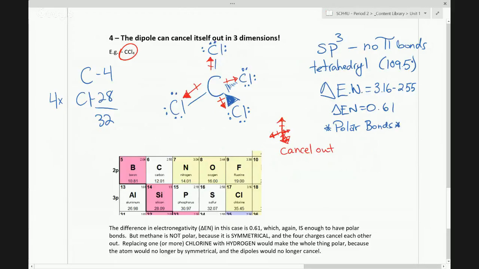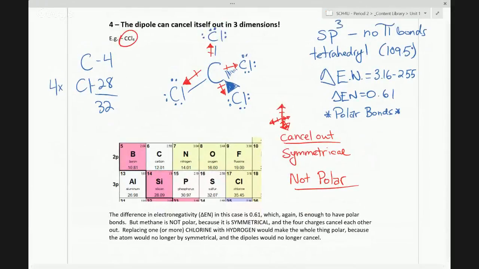And they cancel out. Again, you don't have to draw it like this, but what we know is it cancels out because they're symmetrical. Because we know hybrid orbitals always try to make the angle between them perfectly equal. And so the dipoles end up all going in exactly opposite directions. And so this would be not polar, even though each of the bonds is polar.